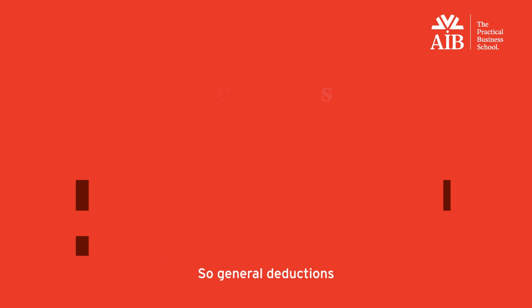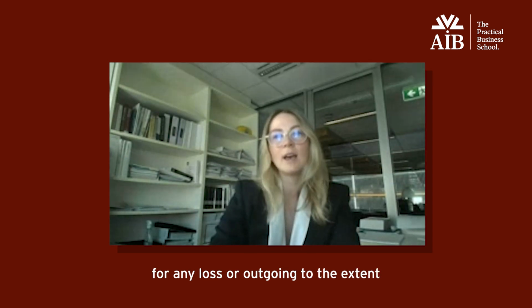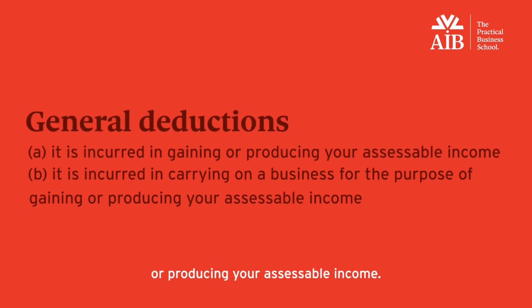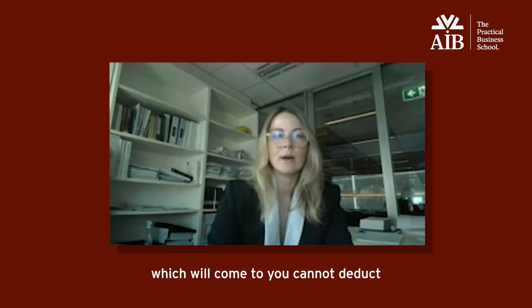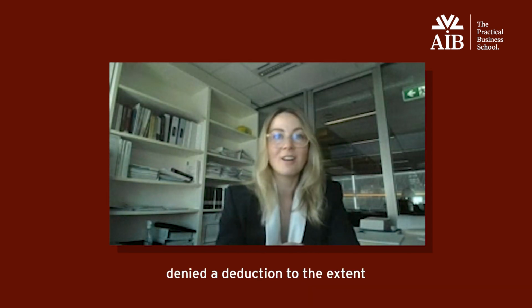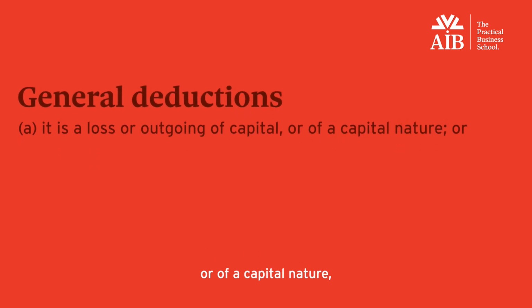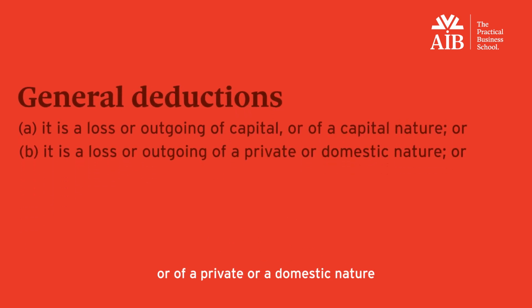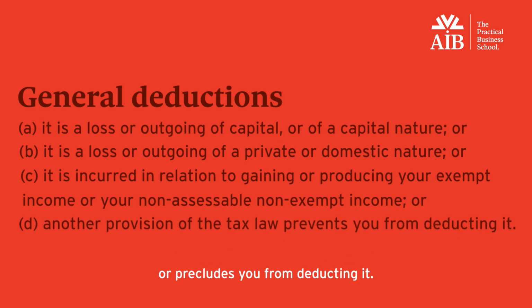General deductions are effectively deductions for any loss or outgoing to the extent that it is incurred in gaining or producing your assessable income. Being an individual, the loss or outgoing must be incurred in gaining or producing your assessable income. There's also a negative limb, which we'll come to. You cannot deduct, so you're denied a deduction, to the extent that it is a loss or outgoing of a capital or of a capital nature, or of a private or a domestic nature, or otherwise it's related to producing exempt or non-taxable income, or another provision of our tax law precludes you from deducting it.